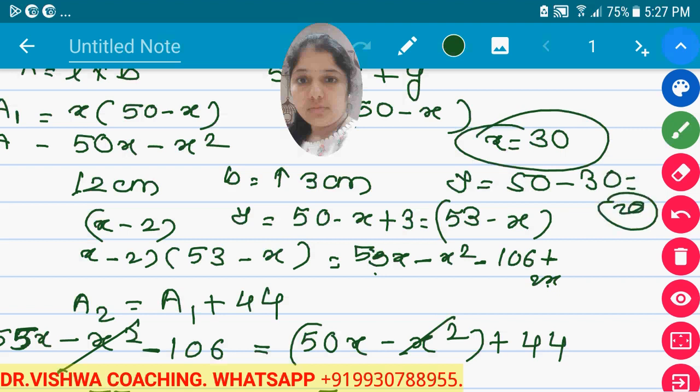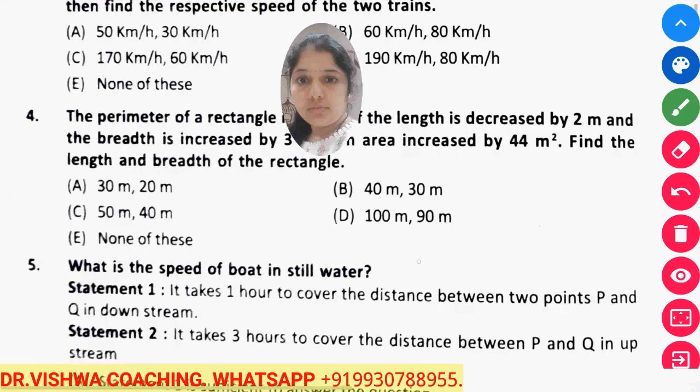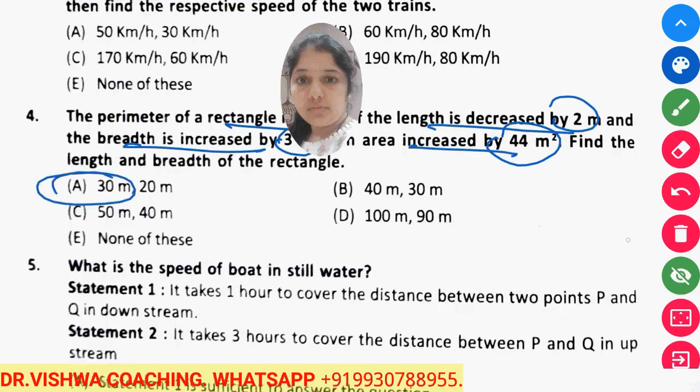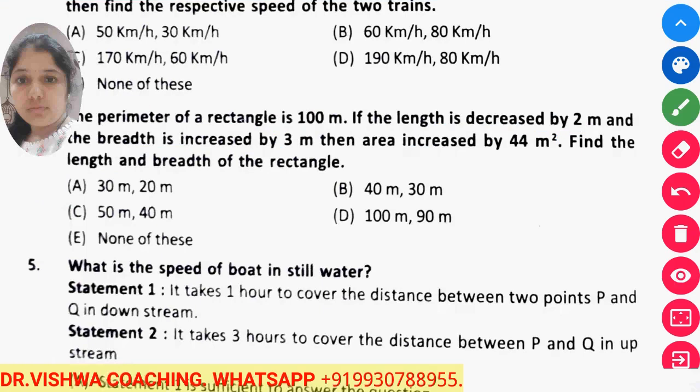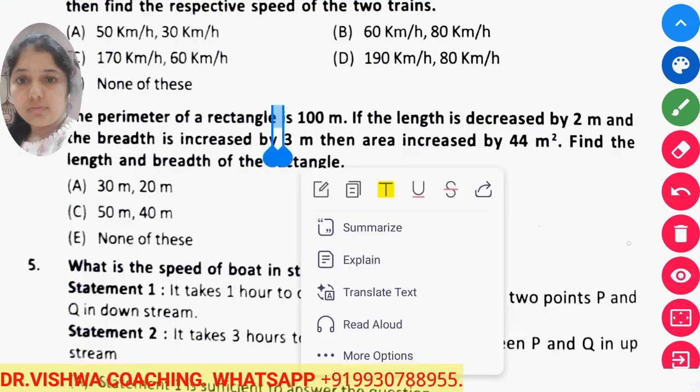So the given rectangle has its length as 30 centimeter and its breadth as 20 centimeter. So whichever option matches is your answer. So option A is the correct answer. Understood what we had done? We know the perimeter of the rectangle. We assume its length as x.